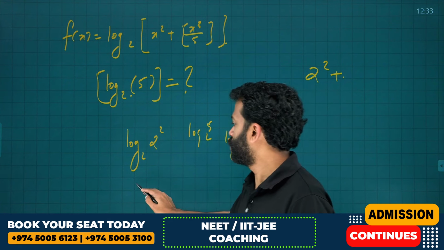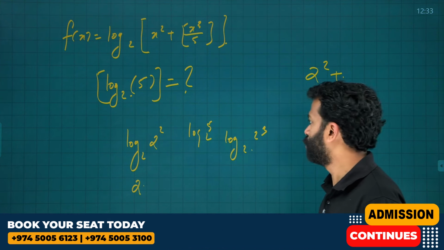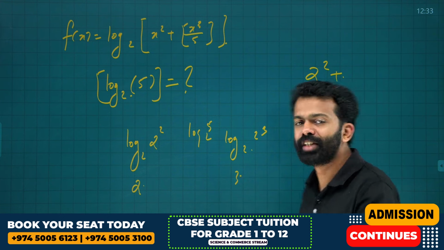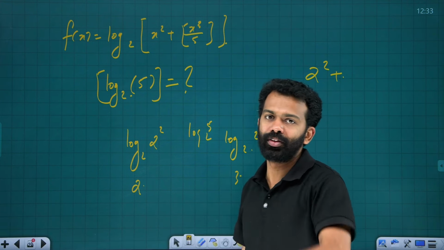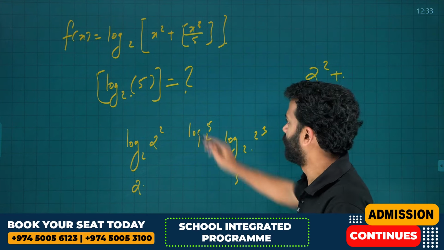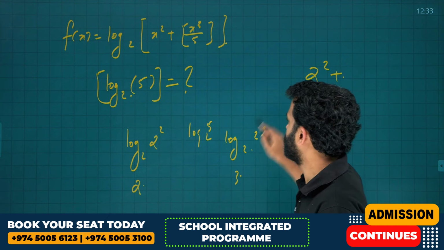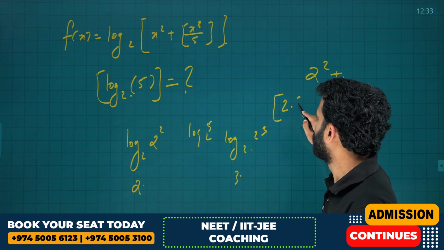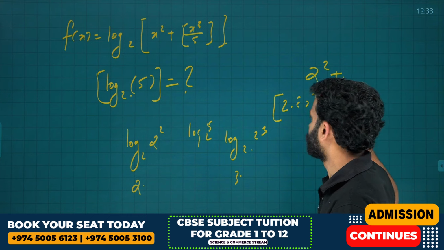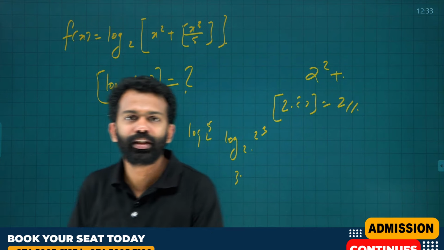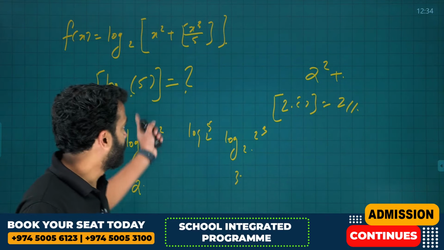What is log 2 squared to the base 2? 2. What is log 2 cubed to the base 2? 3. That is, log 5 lies between 2 and 3, so log 5 to the base 2 will be 2 point something. What is the floor of 2 point something? 2. That's all. That's how we find the value when x is equal to 2.